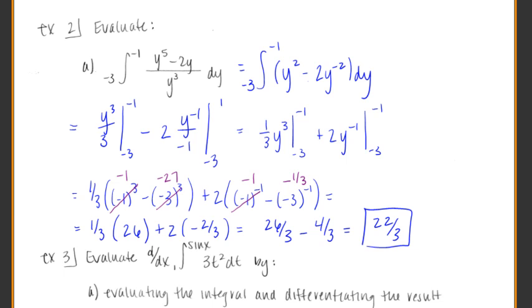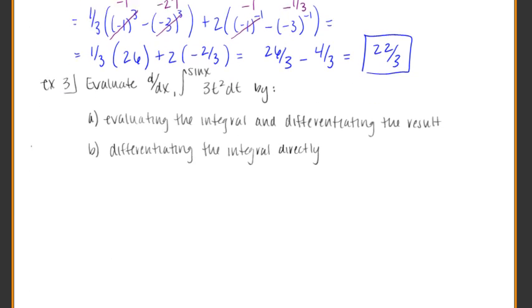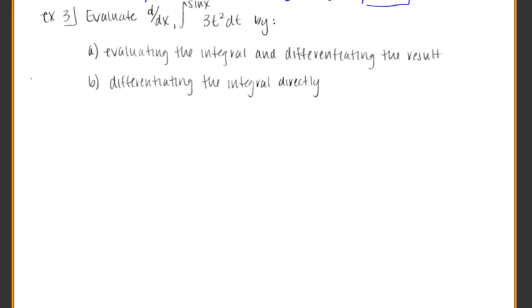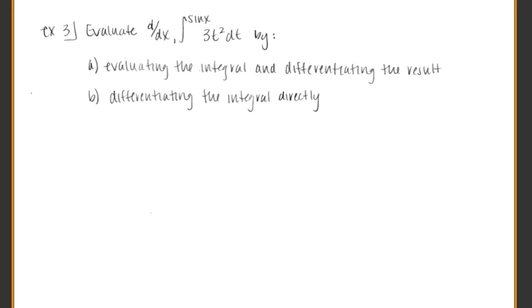All right, example 3. Okay, so here in part A, what we're doing is we're taking a function going from 1 to sine x of 3t squared dt. And the first thing they want us to do in part A is evaluate the integral first, and then differentiate the result. Okay, so let's evaluate the integral from 1 to sine x of 3t squared dt.